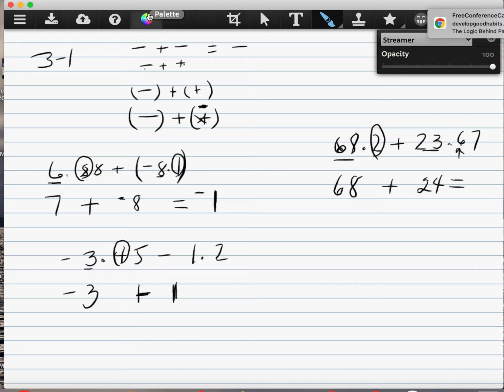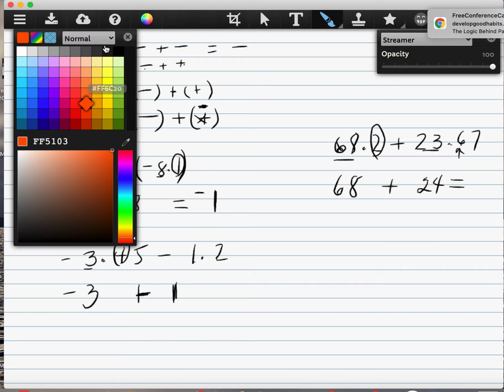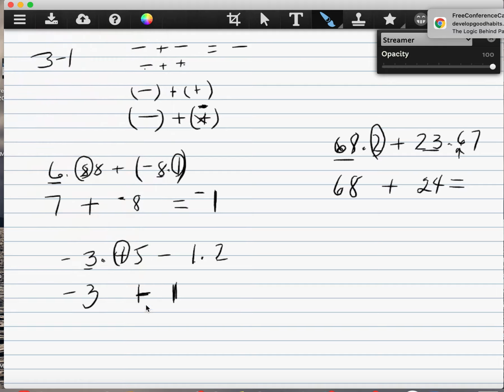I was trying to do a different color for you guys so it'd be easier to see. Keep, change, change. Same signs, keep and add. Different signs, subtract. Keep the sign of the bigger number and you'll be exact. So they're the same signs now, so keep and add. So we have a negative 4. This is when we're estimating by rounding to the nearest integer and solving it.